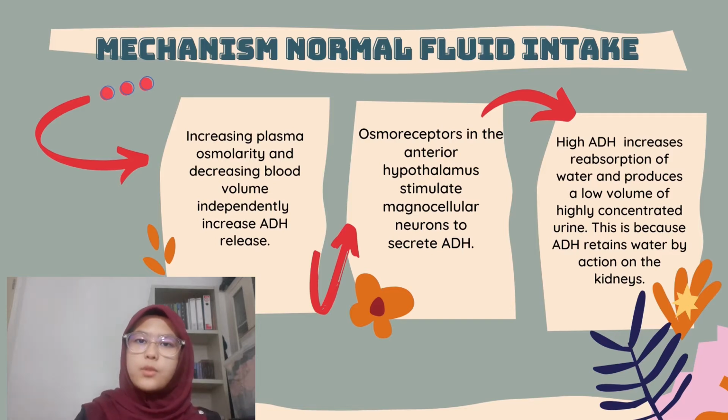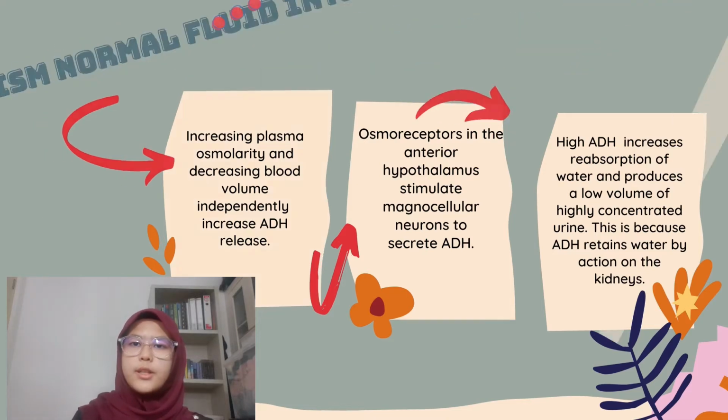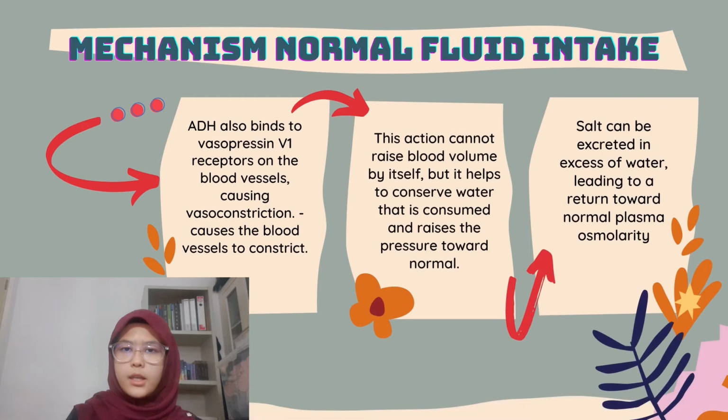Reduction in blood volume also reduces the firing rate of the stretch receptors, thereby reducing the tonic inhibition and increasing ADH release. This causes water retention by the kidney. ADH also binds to vasopressin V1 receptors on the blood vessels, causing vasoconstriction, which is the constriction of the blood vessels. This action cannot raise blood volume by itself, but it helps to conserve water that is consumed and raises the pressure towards normal. Salt can be excreted in excess of water, which will return the plasma osmolarity towards normal.